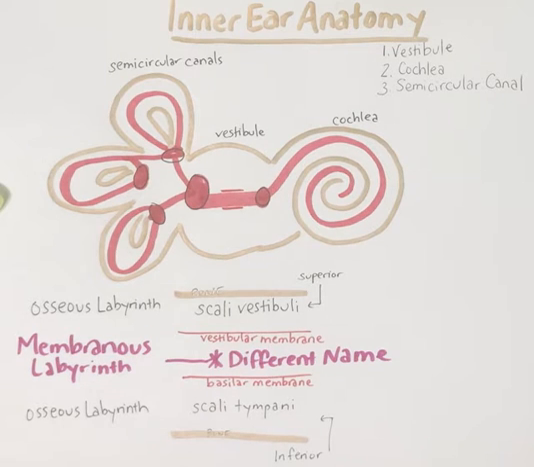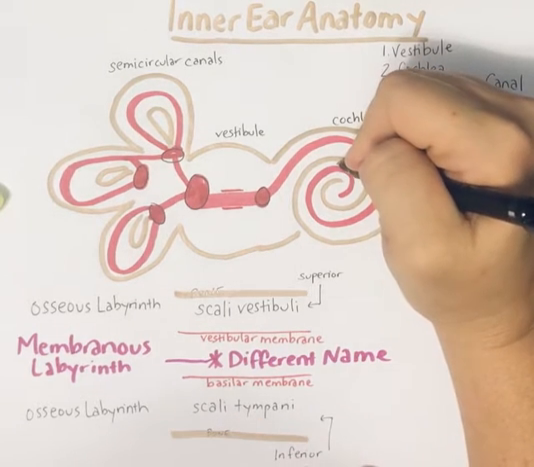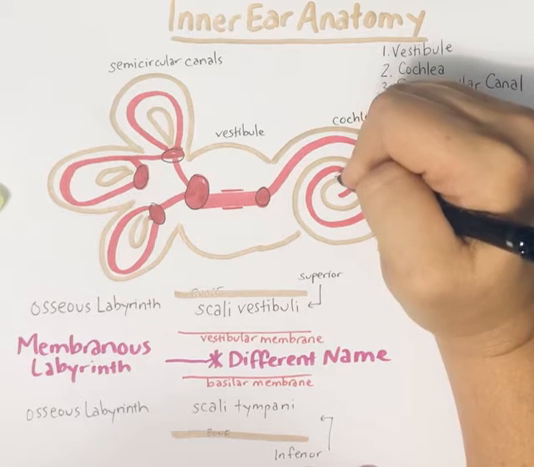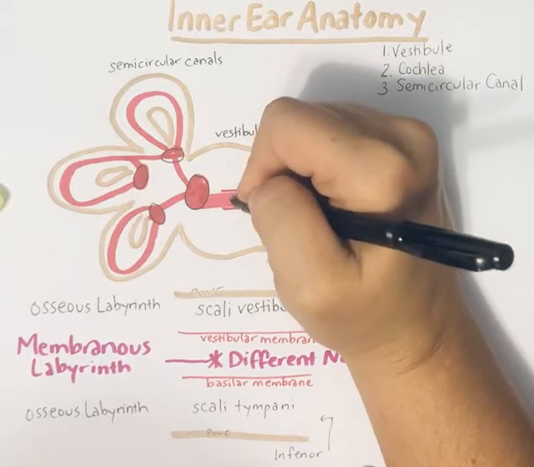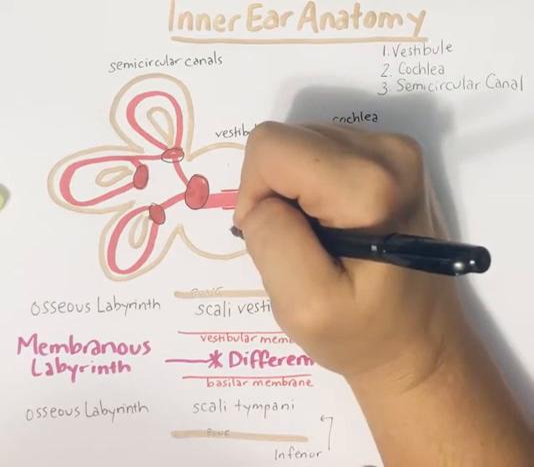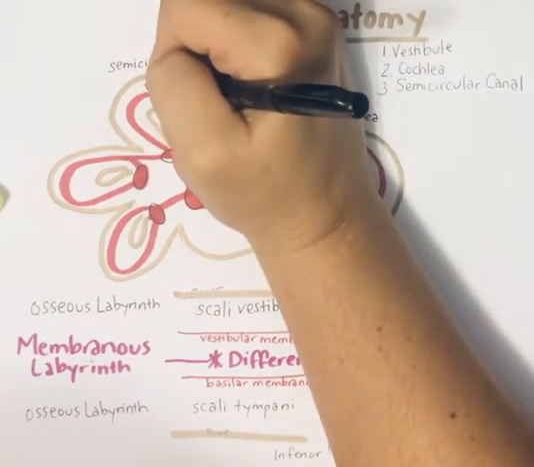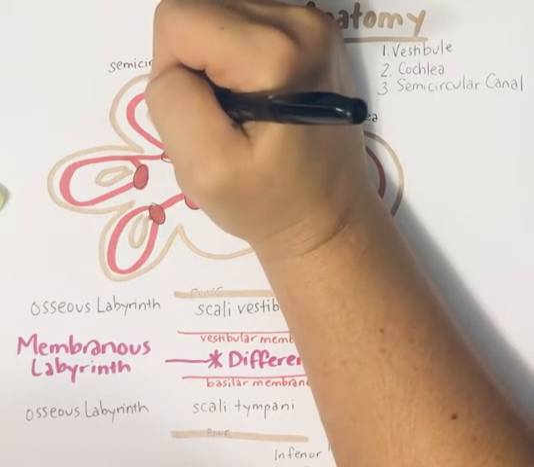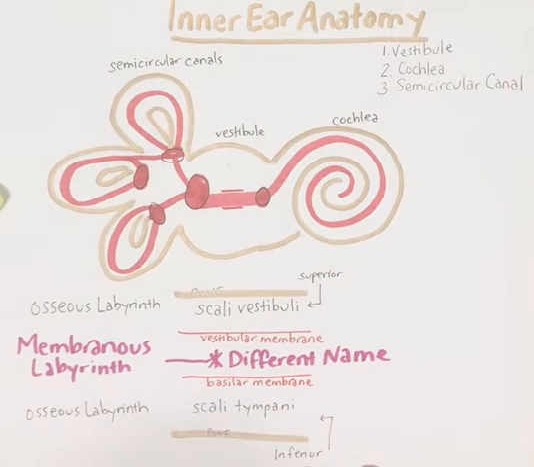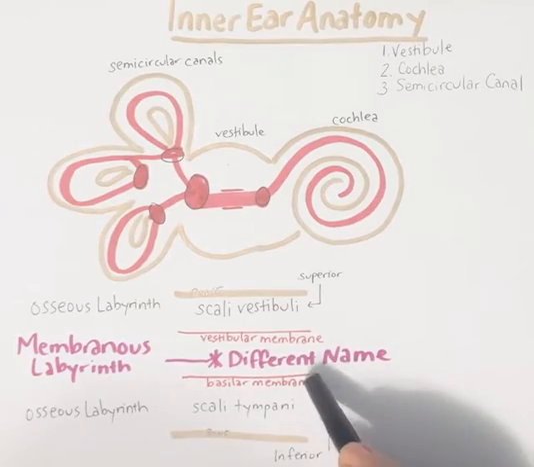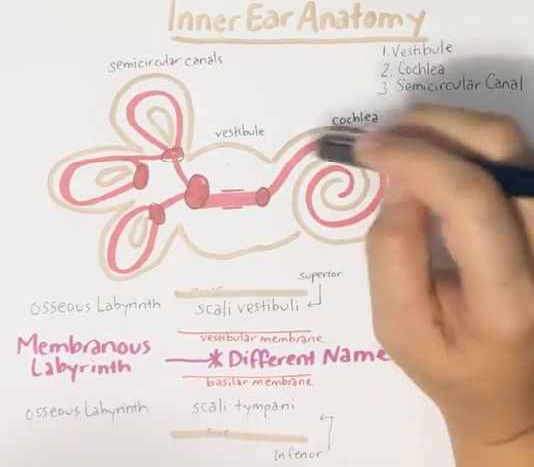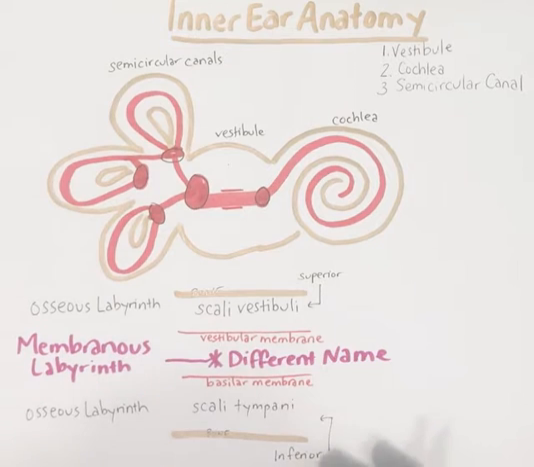So for each region, you would say scala vestibuli, then you have membranous labyrinth, scala tympani. But that is part of the osseous labyrinth. Now, when we discuss the osseous labyrinth and the membranous labyrinth, there is going to be a different name for each area, which I'm going to discuss.